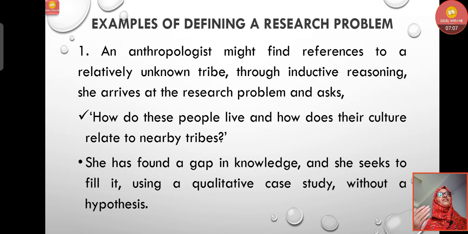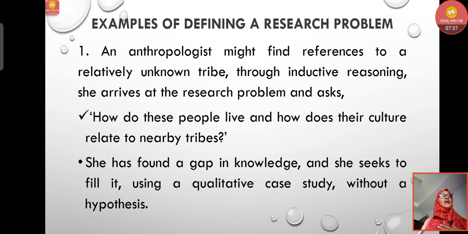Now, examples of defining a research problem. Number one, an anthropologist might find reference to a relatively unknown tribe. Through inductive reasoning, she arrives at the research problem and asks, how do these people live and how does their culture relate to nearby tribes? Anthropology is studying about humans. That is related to, for example, I am relatively unknown about a tribe.